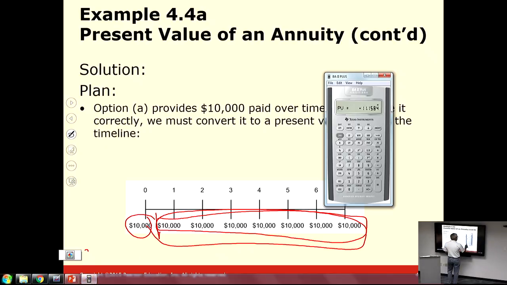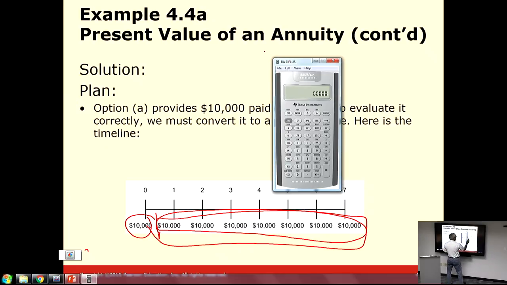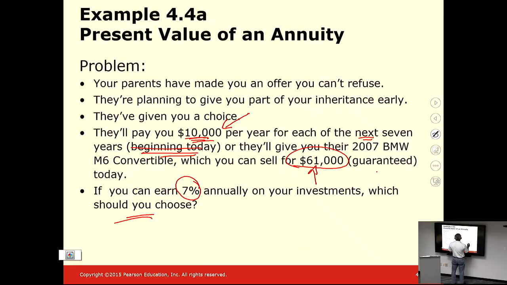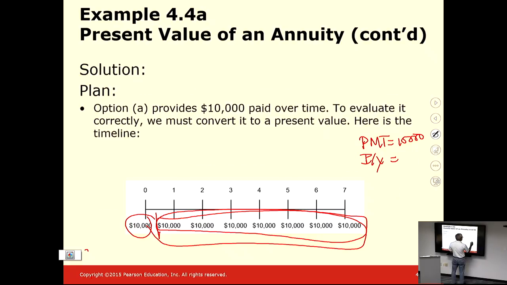Okay, so over here I clear everything. So what are the variables that I would be entering? I would be entering payment as 10,000, I/Y is 7%, N is 7, and I will compute present value.